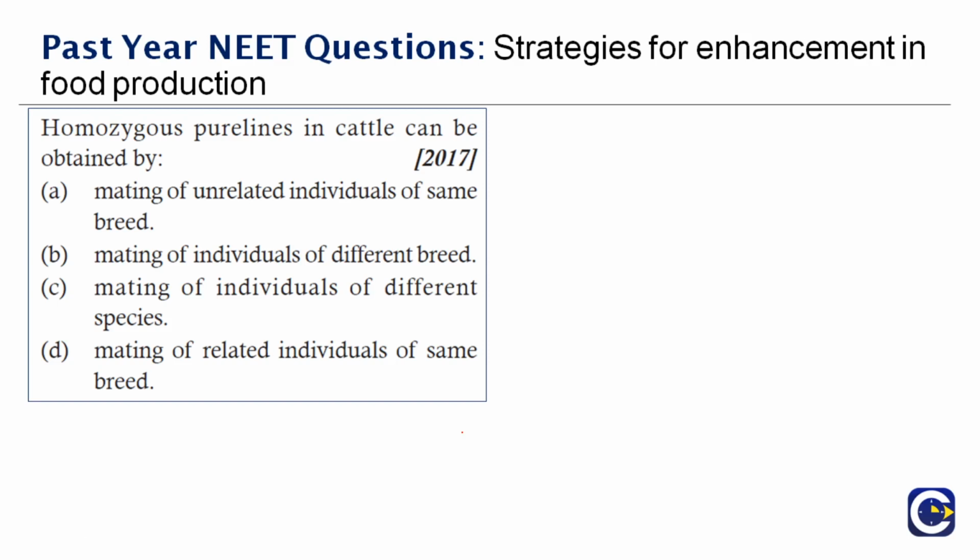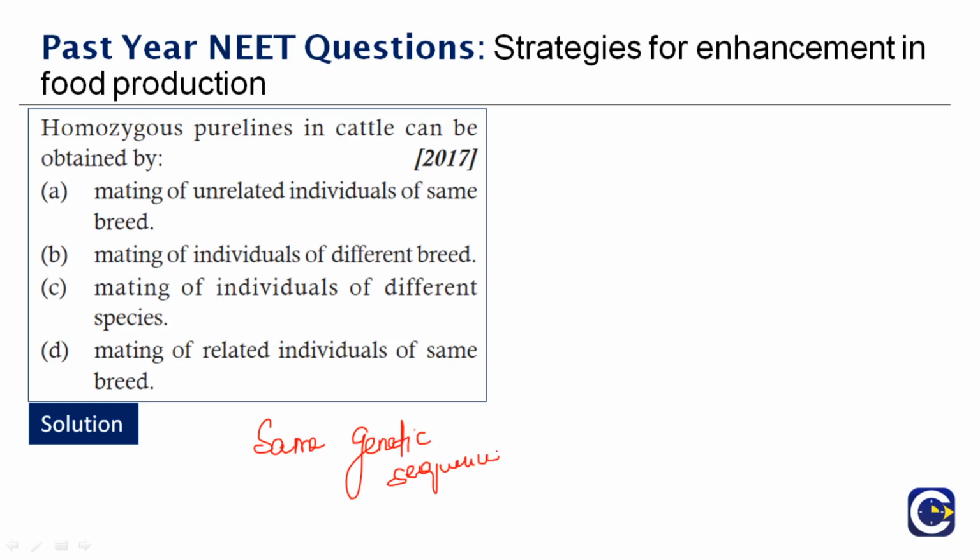Homozygous pure lines in cattle can be obtained by... So what do you mean by homozygous pure lines? How can you define them? Homo means same or similar. Homozygous can be defined as a zygosity where both copies of the chromosome, or the genome, or the gene have the same genetic sequence. So what is it? Same genetic sequence.